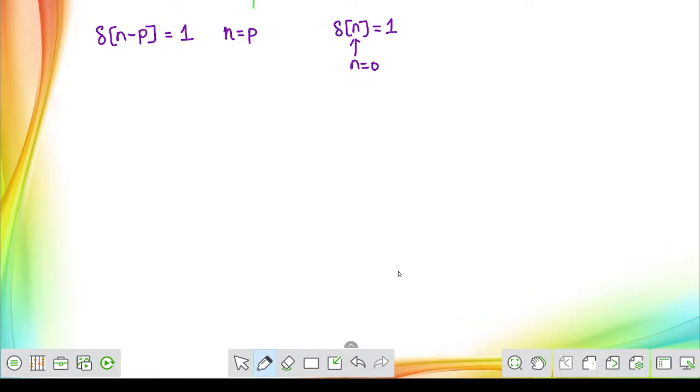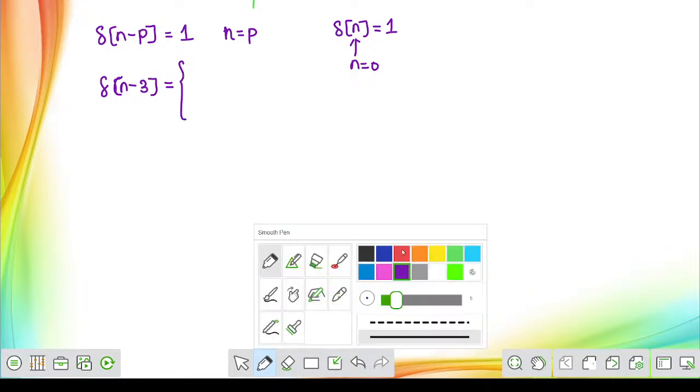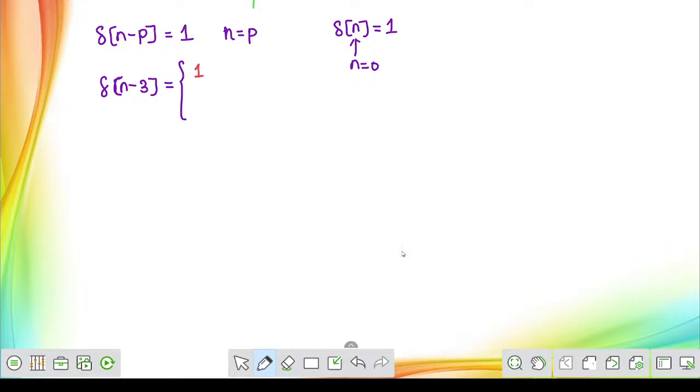If del of n minus 3 is given to you, how will you represent it? The value of this impulse function will be 1 only at n equal to 3, and it will be 0 in all other places. That is the generalized representation of the impulse function in the discrete time domain.